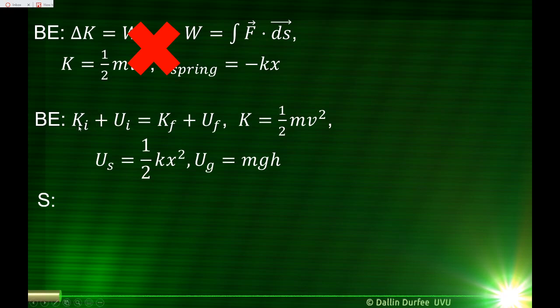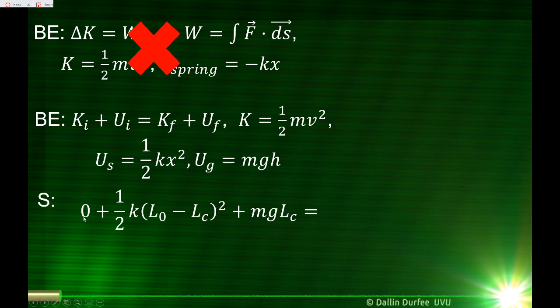So our basic equation is going to be the initial kinetic energy plus the initial potential energy is equal to the final kinetic energy plus the final potential energy. And of course, kinetic energy is just 1/2 mv squared. The potential energy of a spring is 1/2 kx squared. And the potential energy due to gravity is mgh. So our solution looks like this.